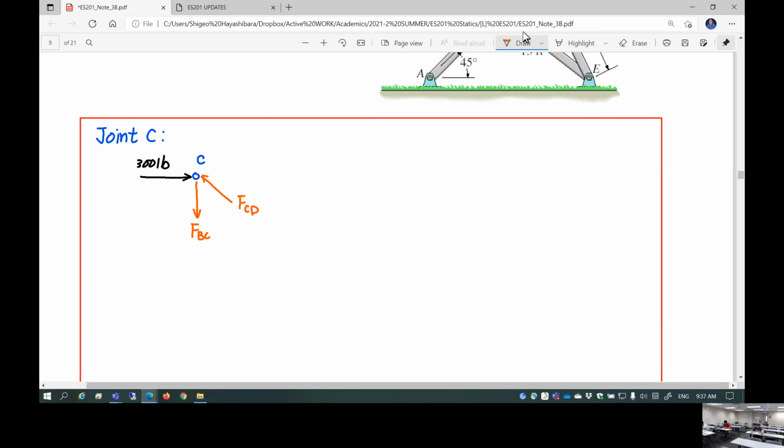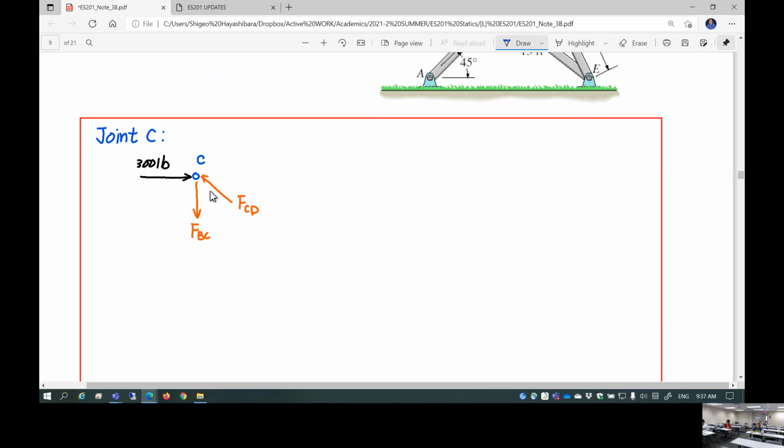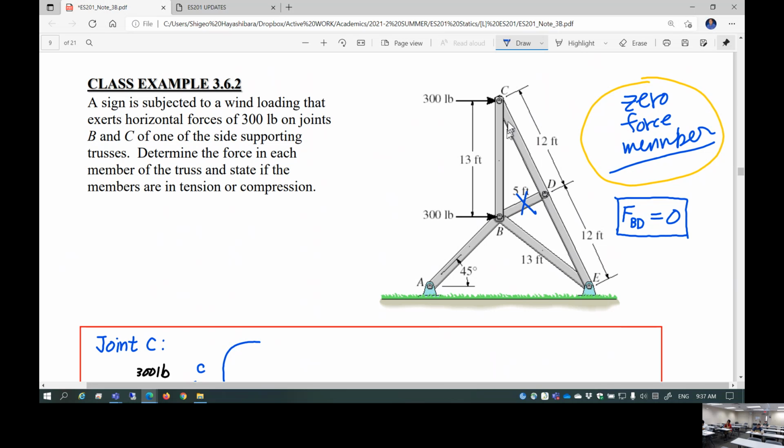So first of all, I'm wondering, geometry-wise, what is this angle? Can you tell that? It's not 45. Actually, 45 is here. I'm talking about joint C. So the angle I want is this angle. This is not 45. But one thing I know is this is a right triangle, isn't it?